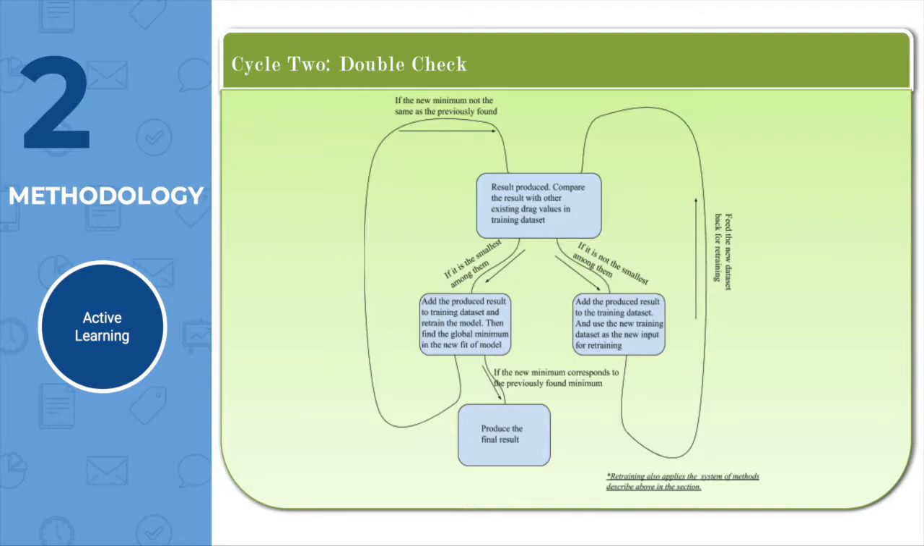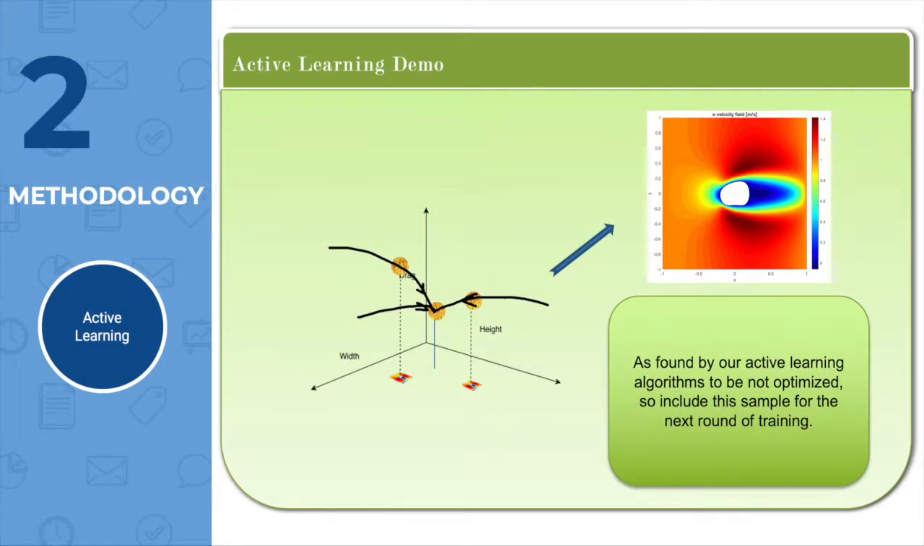This active learning process can be visualized by this demo. For the purpose of visualizing it, we ignore 2 of the 4 representative dimensions and only leave width and height. Then we project the drag value onto the z-axis. As we can see from the graph, the optimal shape predicted by the plane fits the trend in the first round of training shows a shape that is not all that optimal.